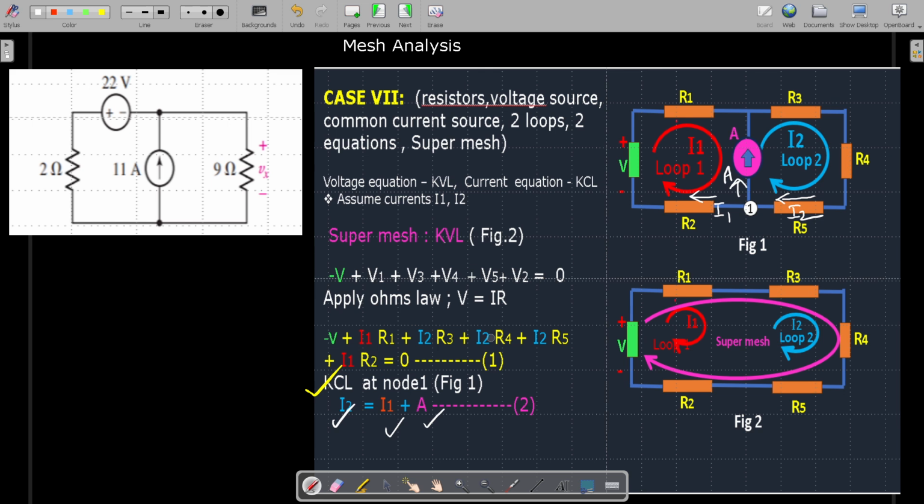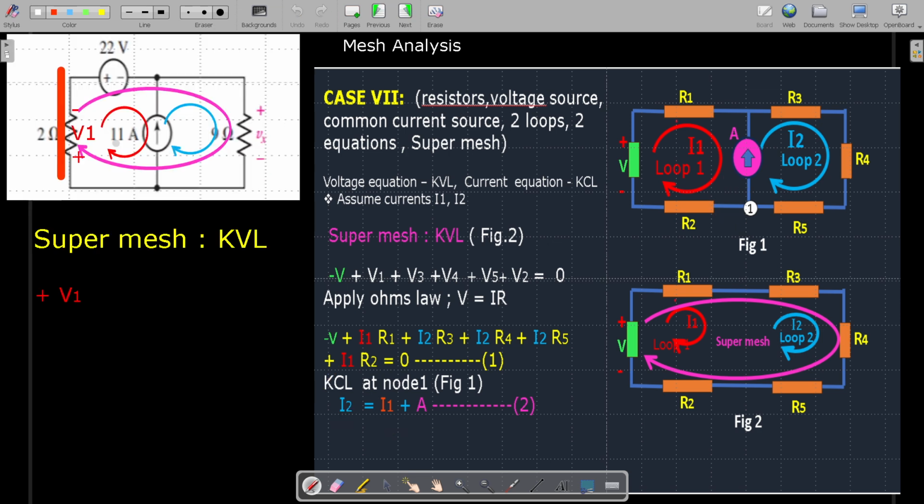Okay. So with the same principle, now you can go and solve the problem given here. We need to form two loops. So this is with I1 current, first loop. Then you have the second loop with the I2 current. But the current source is common. That's why we formed the super mesh. So for the super mesh, we can apply KVL, right?